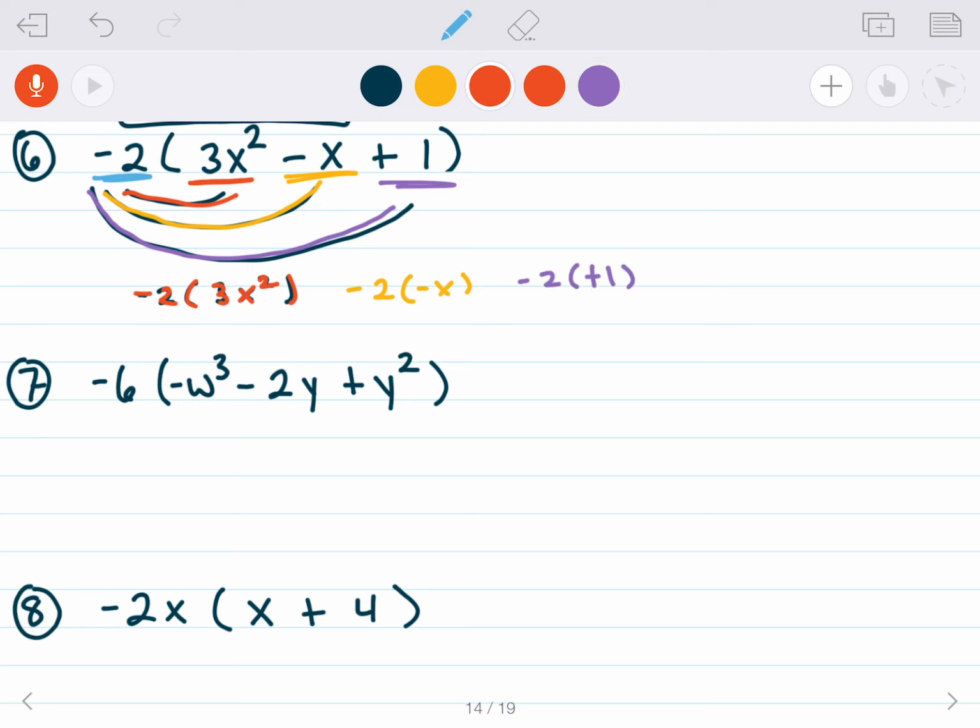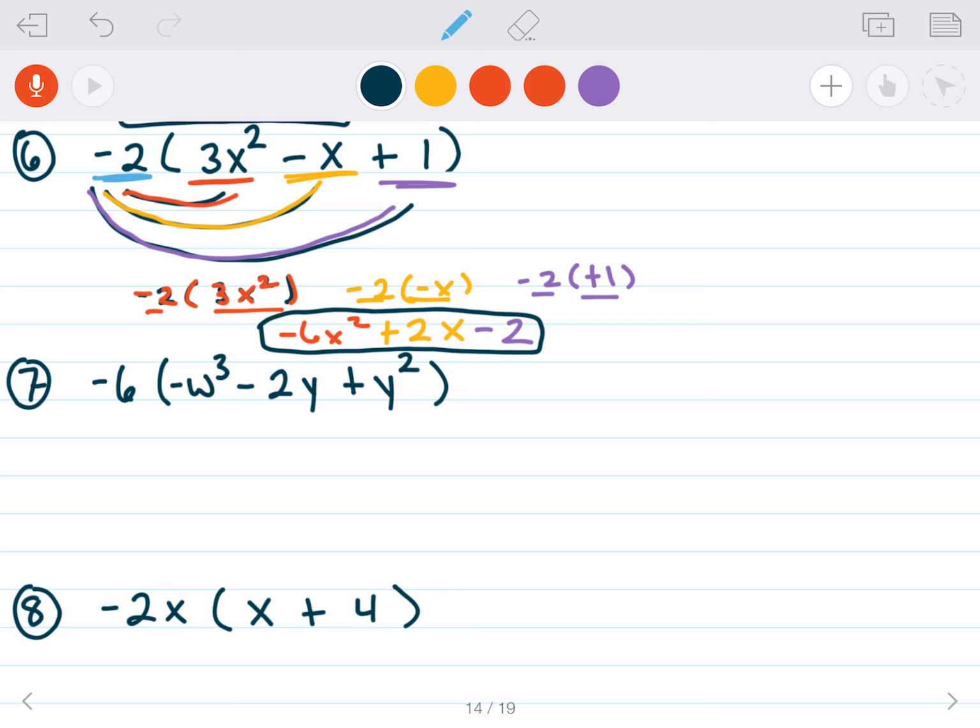Okay, so negative 2 times 3x squared is negative 6x squared. Negative 2 times a negative x, negative times a negative is a positive, positive 2x. A negative 2 times a positive 1, a negative times a positive is a negative 2. And this is going to be our final answer.